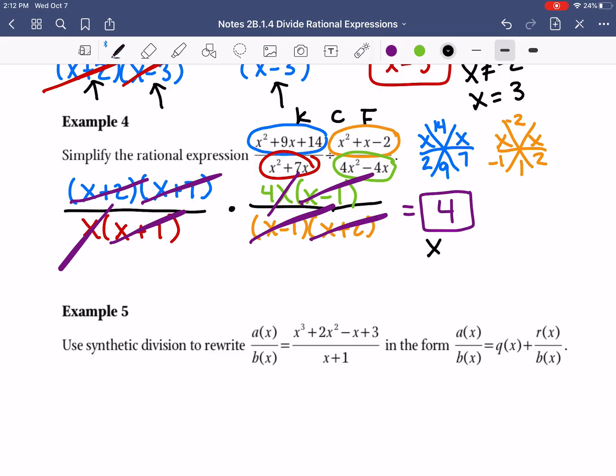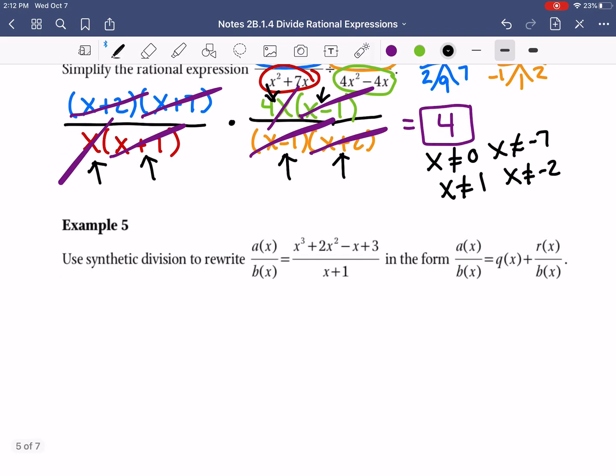We have some invalid values, though. There's a bunch. So right here, what would make 0 is 0. What would make 0 in this parenthesis is negative 7. What would make 0 in these parentheses is positive 1 and negative 2. You also have to look at these ones, but that's 1, which we already have written down, and this is 0. So all those things would make 0.